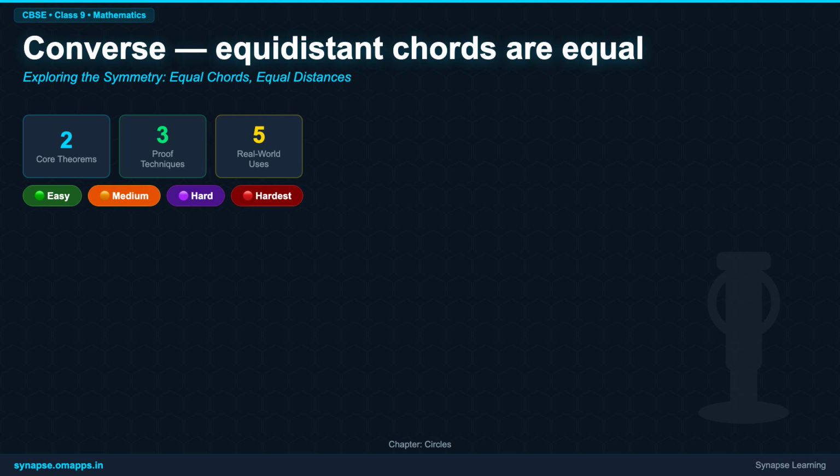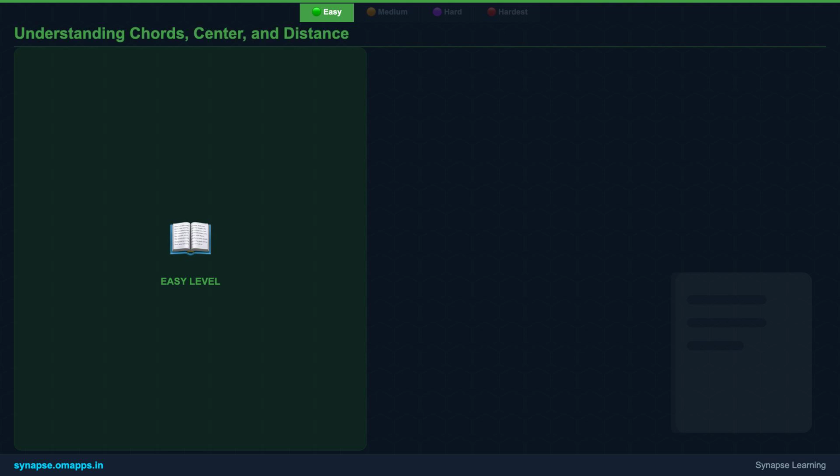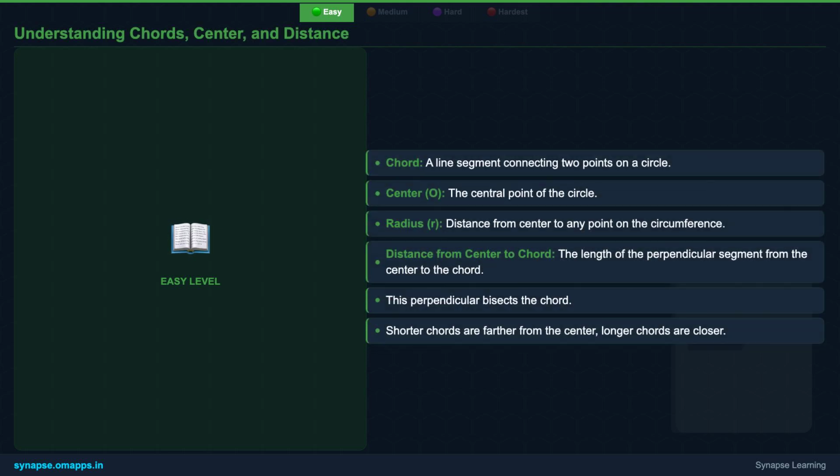Let's begin. Ready to uncover a fundamental truth about circles? Let's start with the basics and see how simple ideas lead to powerful insights. First, let's refresh our memory on key terms. A chord is just a line segment connecting two points on a circle. The center is the heart of the circle, equidistant from all points on its edge.